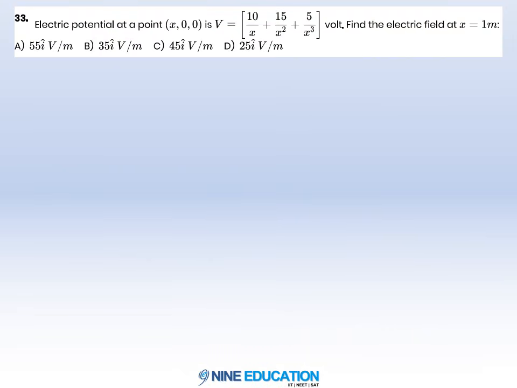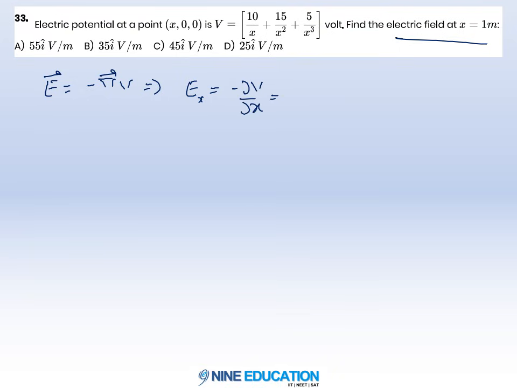Okay, the electric potential at a point V is given. Find the field at x equals 1. If you remember the relation between field and potential, basically this question is a conversion of potential to field. The relation is that the electric field is the negative gradient of V. Here we have only one coordinate, so directly I can write Ex equals minus del V by del x.